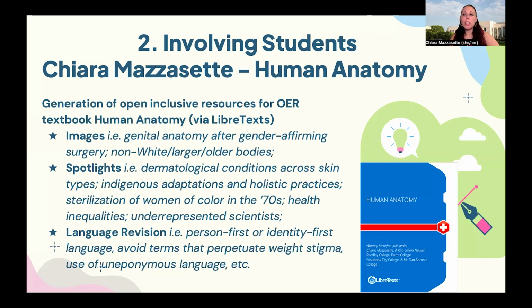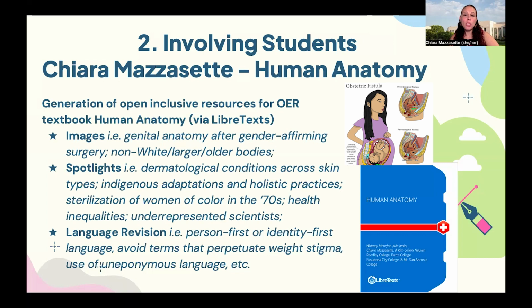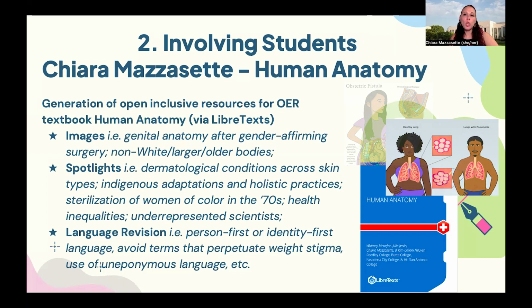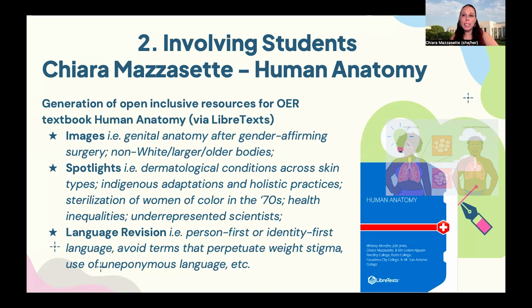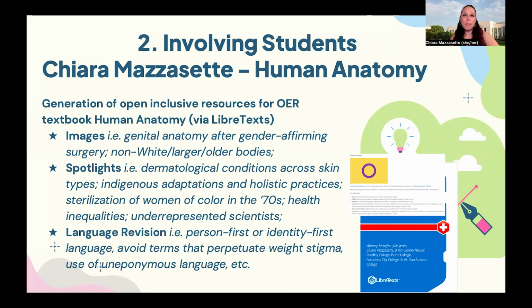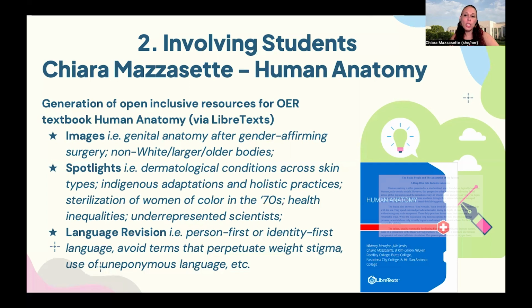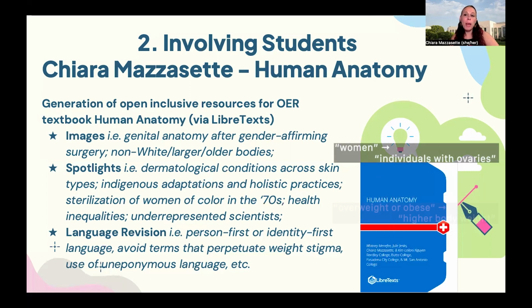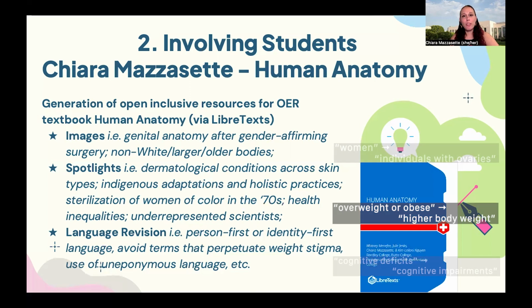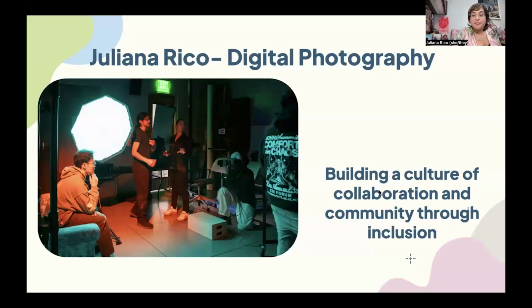textbooks. Some students created or adapted images showing anatomy after gender-affirming surgery or representing non-white or larger or older bodies. Others made spotlights on topics like dermatological conditions across skin tones, indigenous practices or adaptations, and historical health injustices. Still others revised textbook language to reduce bias, using person-first or identity-first terms, avoiding stigmatizing language, and replacing eponyms.